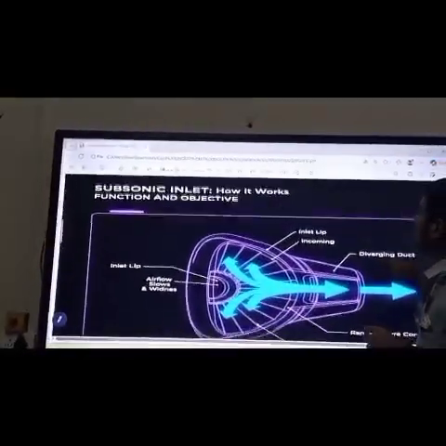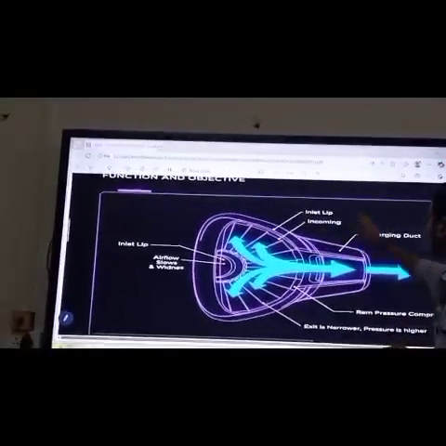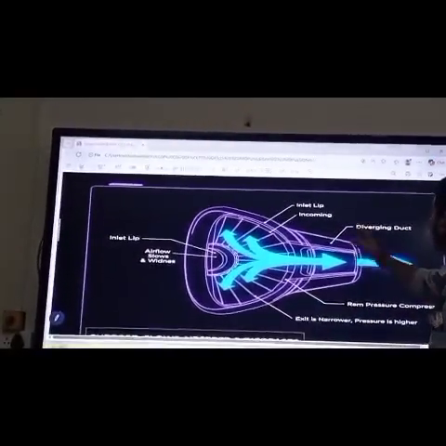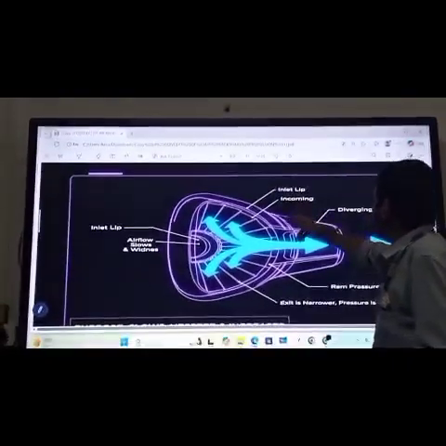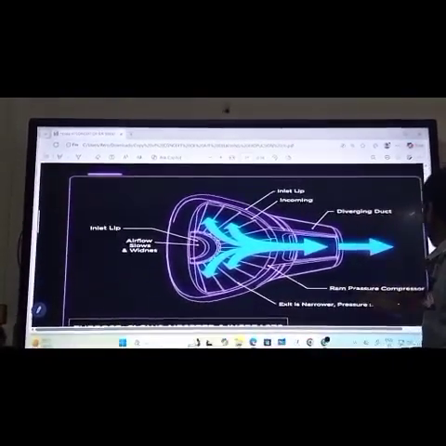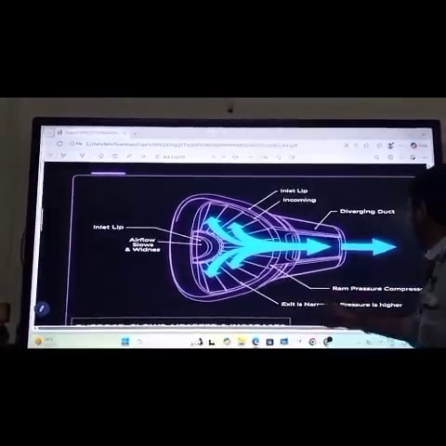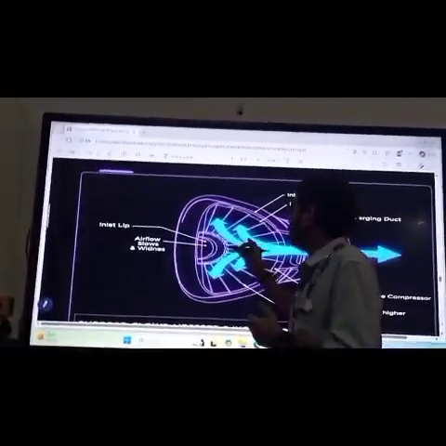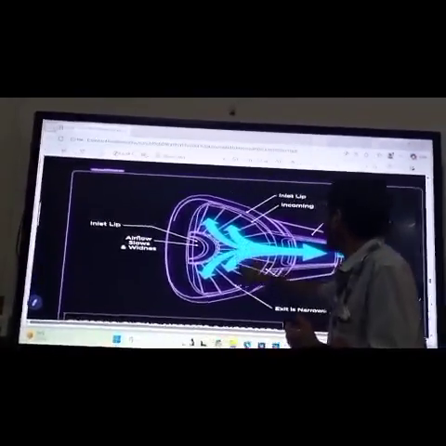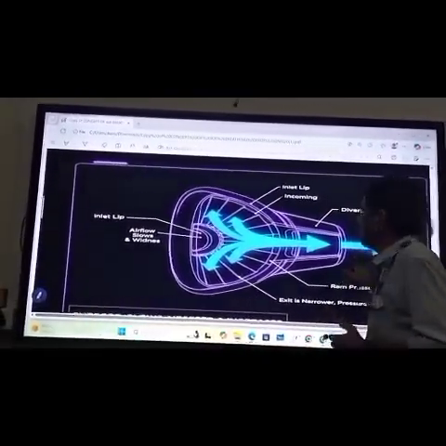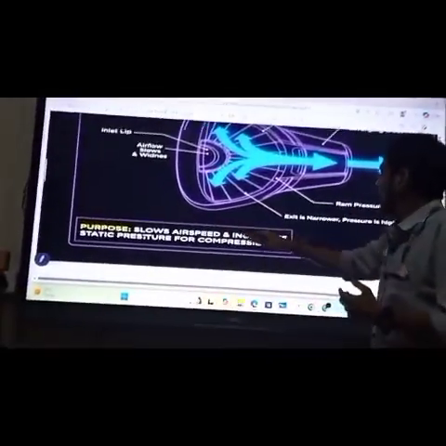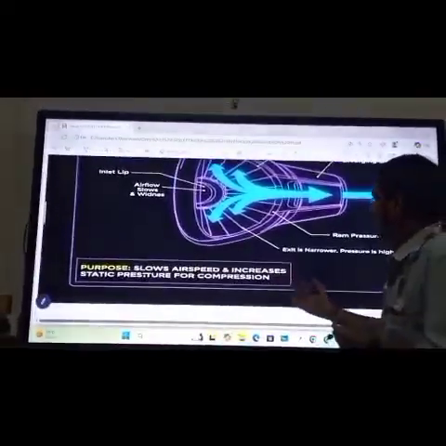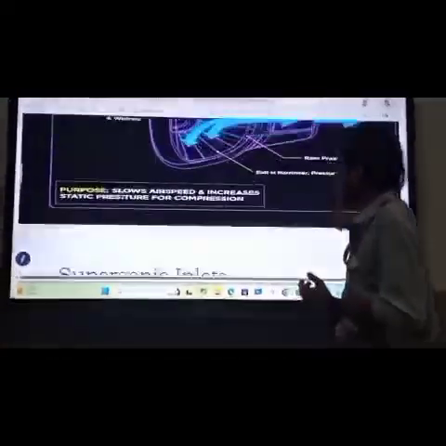Then next, this is the subsonic intake. How it works is shown in this image. At the inlet, the average pressure is lower, and at the exit the average pressure is higher. The air slows, air speed decreases, static pressure increases, and compression occurs.